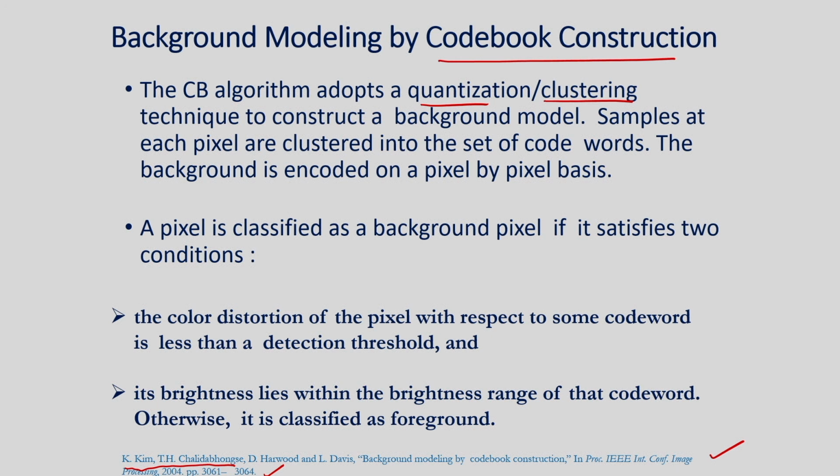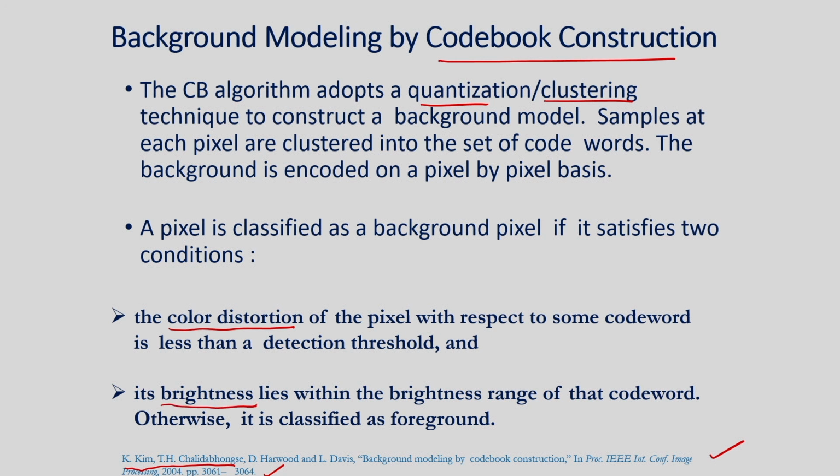A particular pixel can be classified as a background pixel if it satisfies the following two conditions. First we have to consider the case of the color distortion. Based on the color distortion we can take a decision whether a particular pixel is a foreground pixel or a background pixel, and also we have to consider the brightness difference.